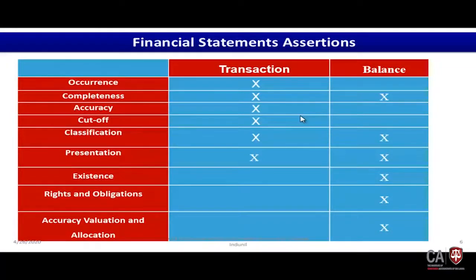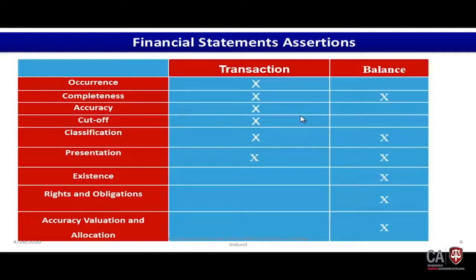Now I take my example. When a sales transaction occurs, that means when the goods are handed over, immediately in my balance sheet there is a debtor in existence: occurrence and balance sheet existence, and I have the right to collect the balance. And at the same time, if I know sales take place in the correct period, that is cutoff, and that it is accurately captured here.